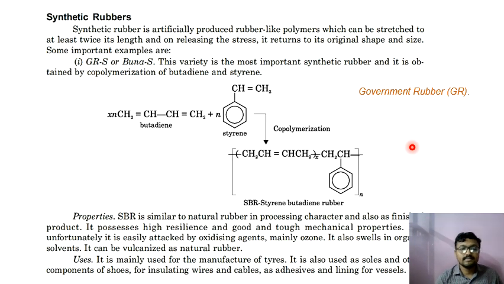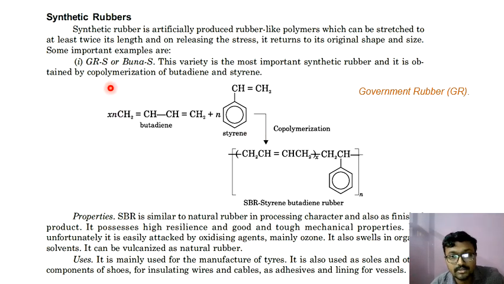Next, synthetic rubber. Synthetic rubber we can prepare in the laboratory. Natural rubber we get from latex of different trees. Natural rubber has some limitations, so if we perform the vulcanization process, we get vulcanized rubber. Another type of rubber is synthetic rubber. It's not obtained from nature. Synthetic means we get this rubber by some chemical reaction.